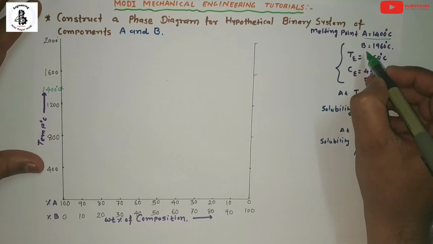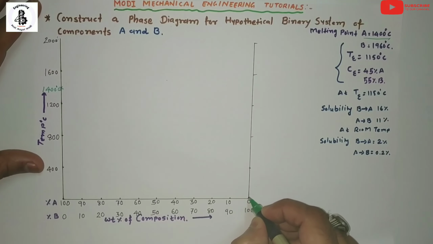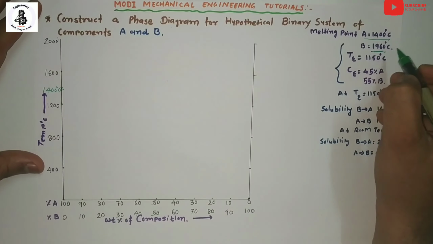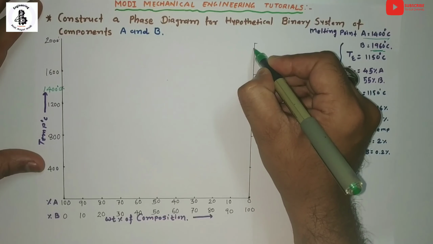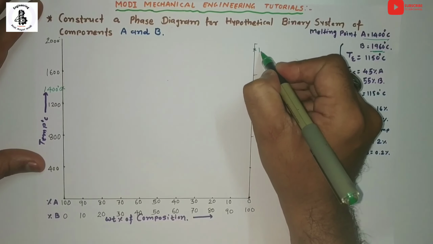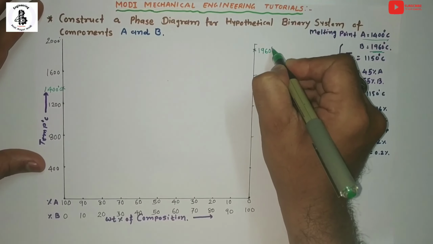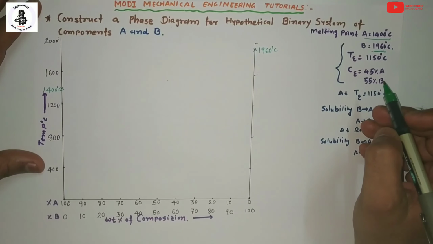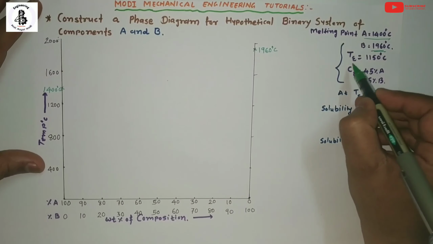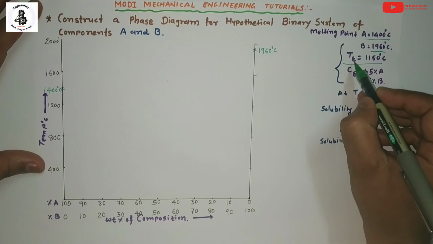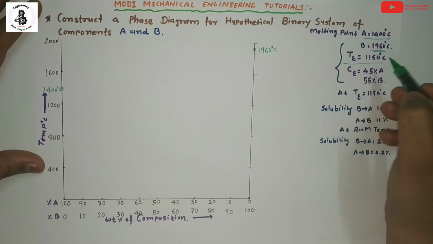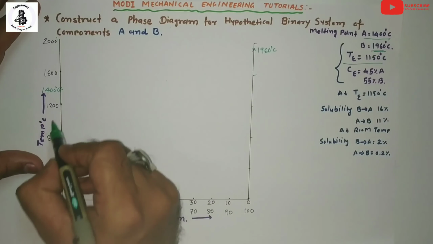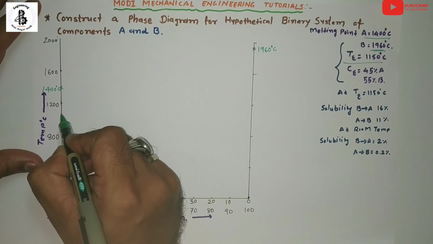Similarly for the melting point of B. Here it will be 100% of B, and it will be around 1960, so almost just below this. So it will be 1960 degrees. Now according to the given eutectic conditions, the eutectic temperature will be 1150. So make a point at 1150, almost around this point.